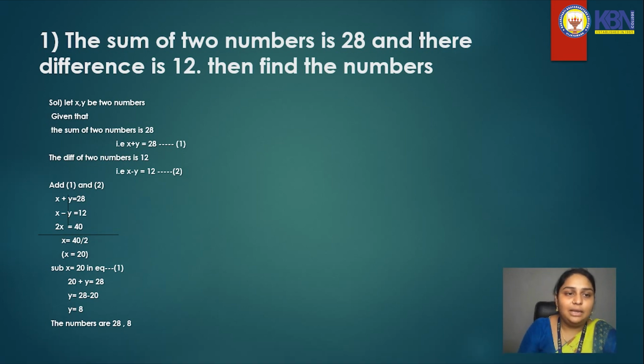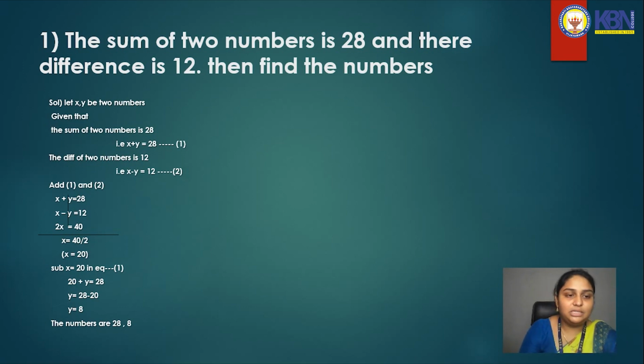Then let x comma y be the two numbers. Here given that the sum of two numbers is 28. That is x plus y equal to 28. And the difference of two numbers is 12. That is x minus y is equal to 12. Let it be equation 1 and equation 2. Now we have to solve these equations and find the values of those two numbers, that is x comma y.